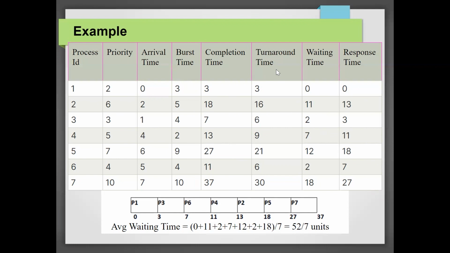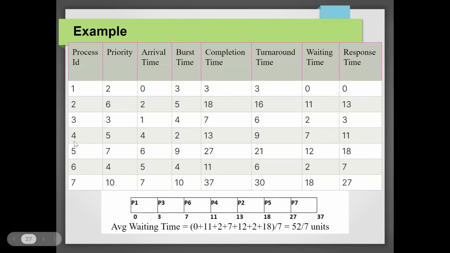Next, we can calculate the turnaround time by subtracting the arrival time from the completion time. Next, the waiting time is turnaround time minus burst time. So how can we calculate the response time? The easy way to calculate the response time is, for example, for process P1. What is the response time for process P1? As I said earlier, the response time is the amount of time from when a request was submitted. The request for process P1 was submitted at time 0, so the response time of process P1 is 0.